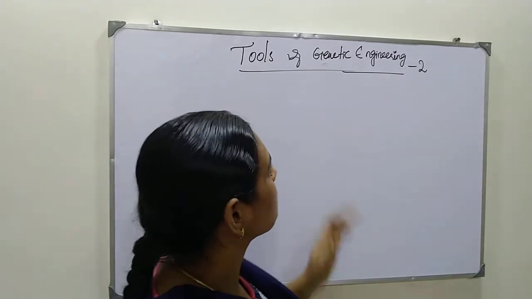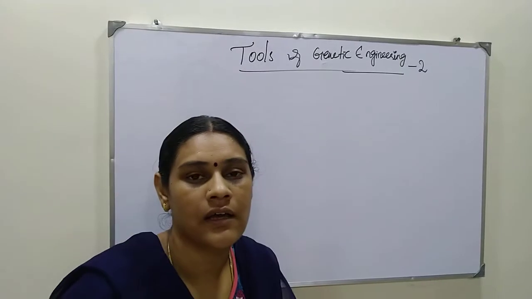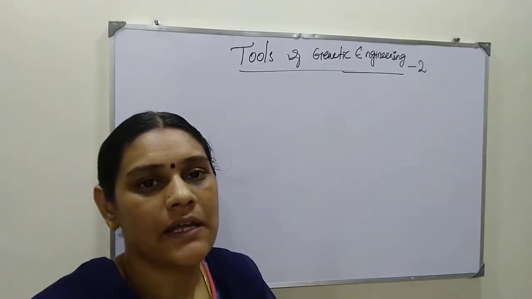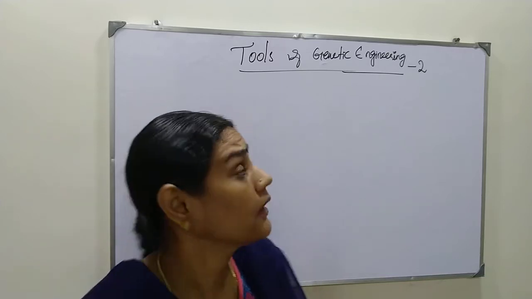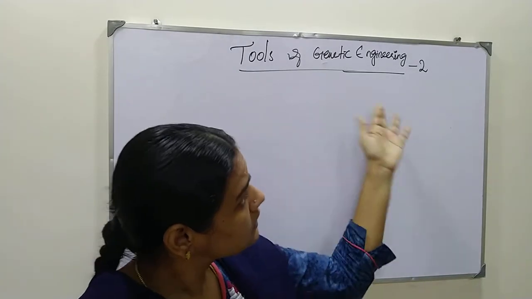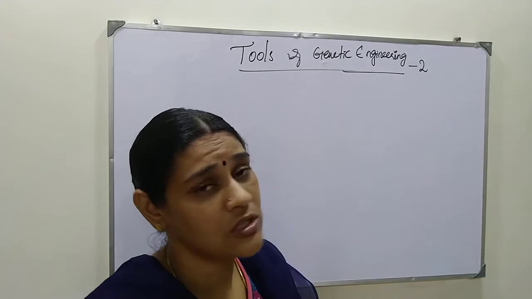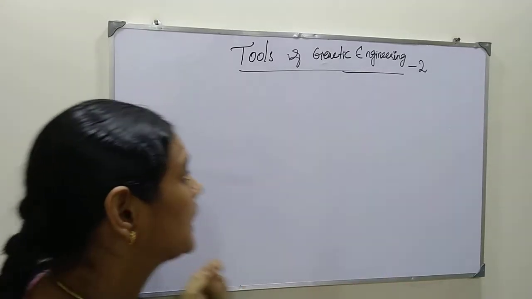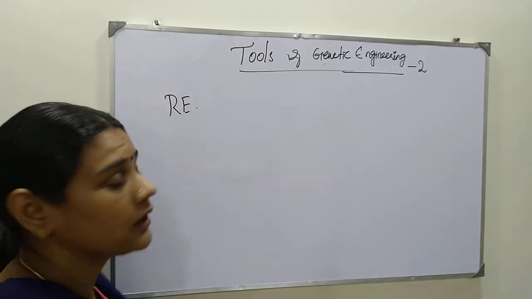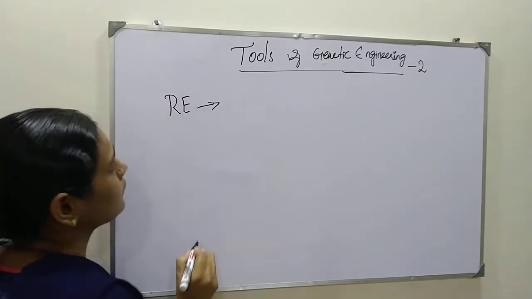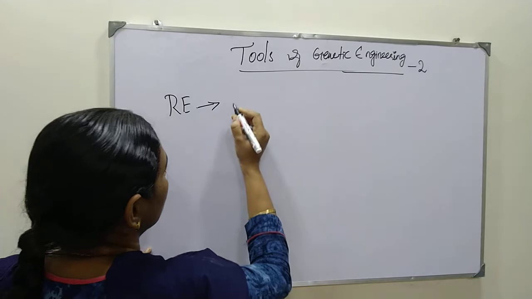In this tools of genetic engineering, in the last video I explained that the restriction endonuclease enzyme is also called the molecular scissors. So in this second video on the tools of genetic engineering, we are again going to discuss the restriction endonuclease enzyme in detail.